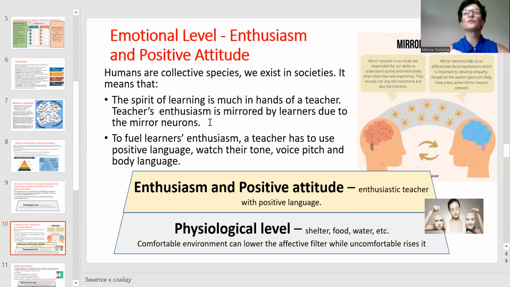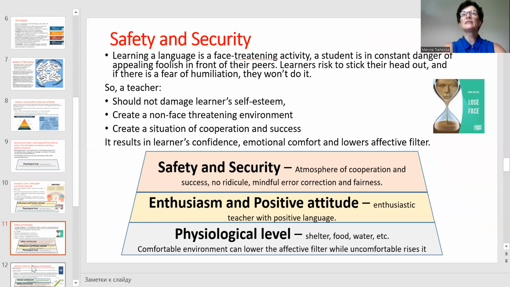And you see that altogether they make this affective filter. And so your learners feel good and your learners act good. So their affective filter lowers and lowers. Safety and security, it is still the affective filter, but also it is very close to what we do as learners. We talk a lot, and it is quite a face-threatening activity.